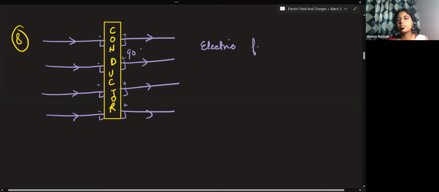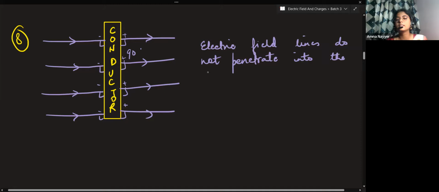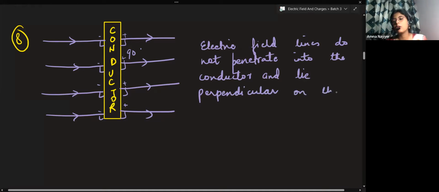Electric field lines do not penetrate into the conductor, because this point is helpful for your derivations. Derivation of electric field due to a sphere, a hollow conducting sphere or a solid conducting sphere. Electric field lines do not penetrate into the conductor and lie perpendicular on the surface of it. This is the one.